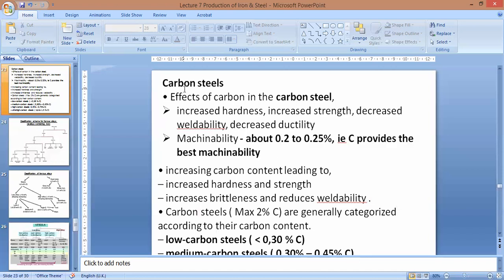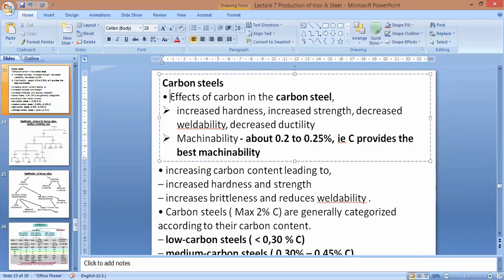This also, I hope you have an understanding of applications here at the bottom, different applications of steel. So effects of, this was a question that the full-time students had written. They had their exam on the 15th. Effects of carbon in the carbon steel. This was one of the questions, and unfortunately it was poorly answered. What are the effects of carbon in carbon steel? It increases hardness, increases strength, while decreasing weldability and decreasing ductility.